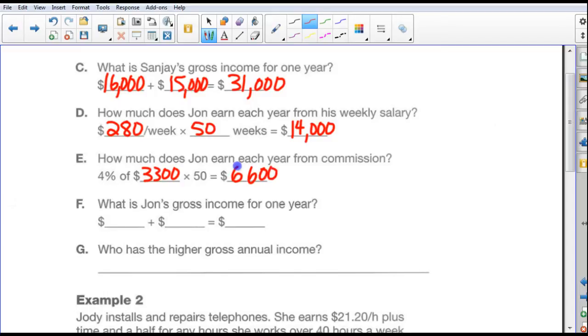$6,600. Okay, what is John's gross income for the year? Well, $14,000 plus $6,600 and he makes $20,600 per year. Who has the higher gross annual income? Well, we know that Sanjay does.